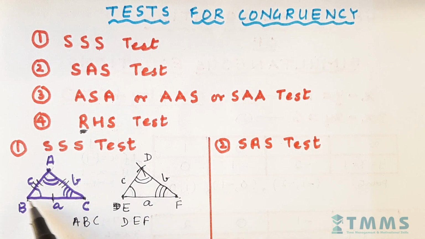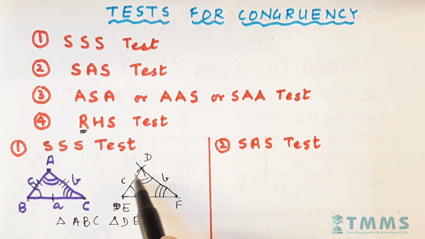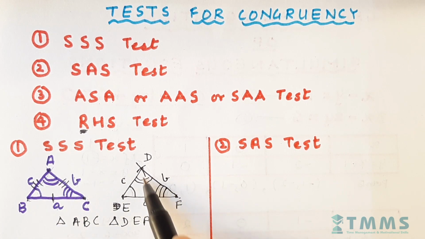So can you see, triangle ABC and triangle DEF therefore will be equal in every area. Their shape will be the same, their size will be the same, their areas will be the same, their altitudes will be equal to the corresponding altitudes, their medians will be equal to corresponding medians, etc. And so we say triangle ABC and triangle DEF are congruent, and this is the symbol for that. Now let us come to the SAS test.